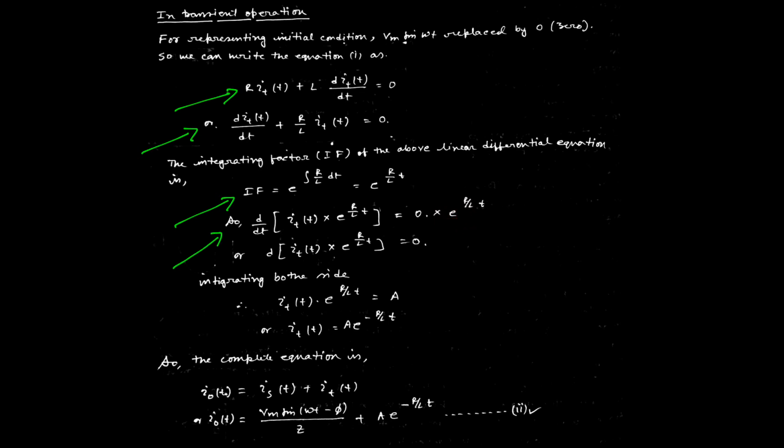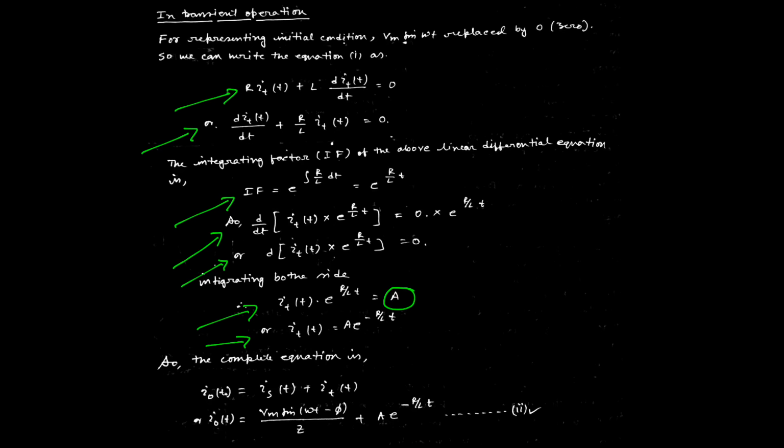After simplification, we can write the expression d of i_t into e to the power R by L t equal to 0. And integrating both sides, we have i_t into e to the power R by L t equal to A, an integral constant. That means we can simplify the equation: i_t equal to A into e to the power minus R by L t. Now we should find this constant, and for that we should consider the boundary condition.